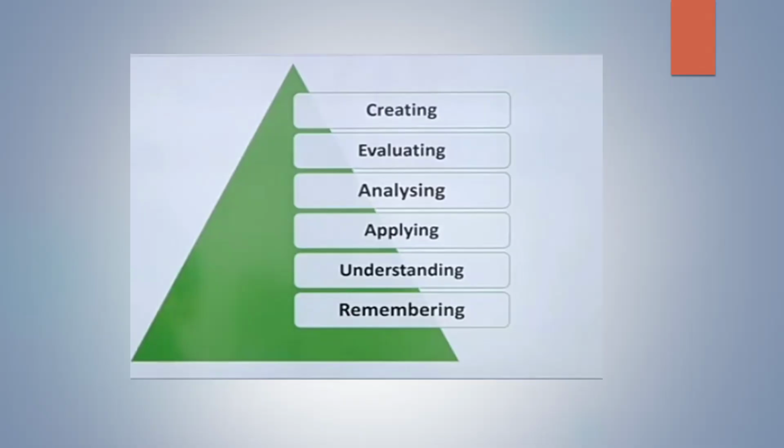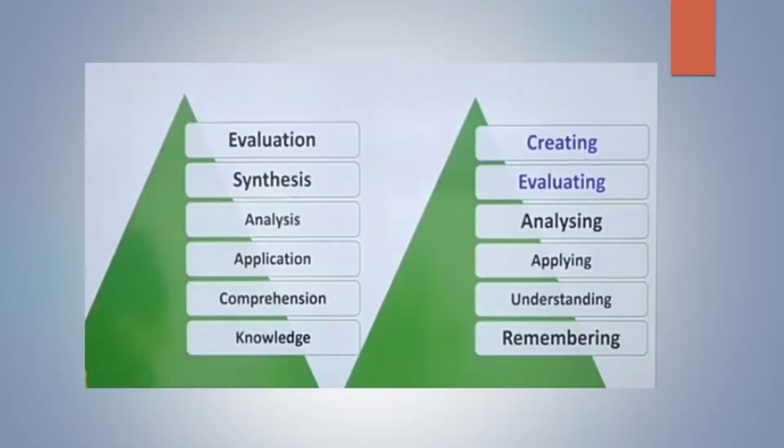Then we have analyzing. As I told you earlier, it is to break down something into pieces and look at it from different angles, how it works. Then we have evaluating, which is judging something, and then you create it. So here you can see both of them are almost the same. Knowledge has become remembering, comprehension is understanding, application is applying, analysis is analyzing, synthesis is now creating, and this is evaluating.